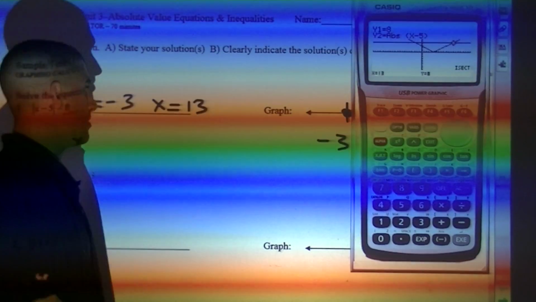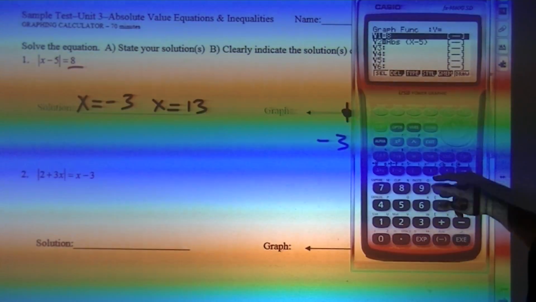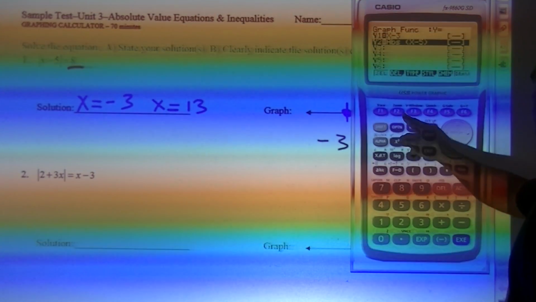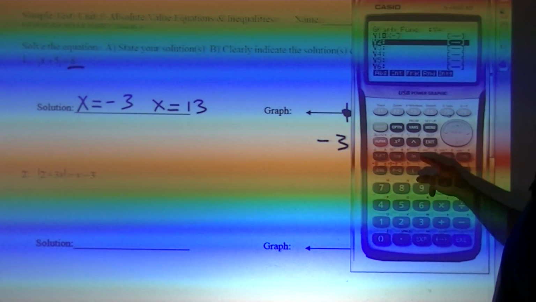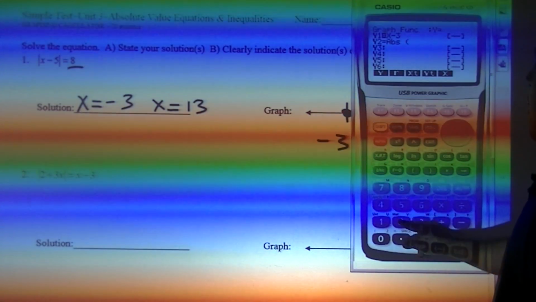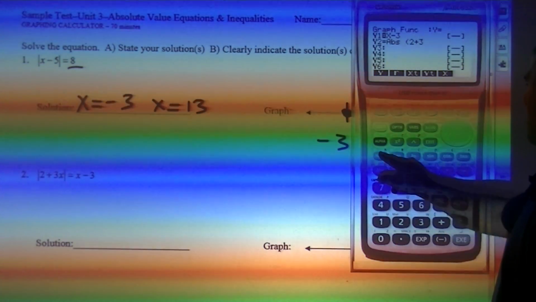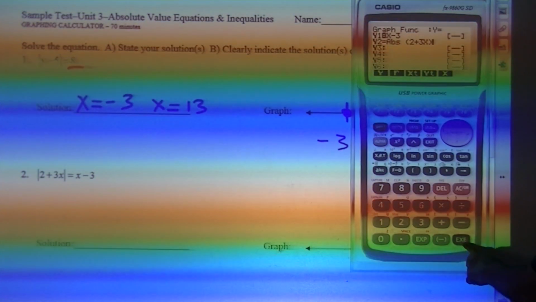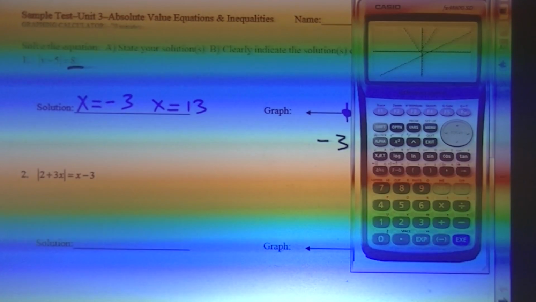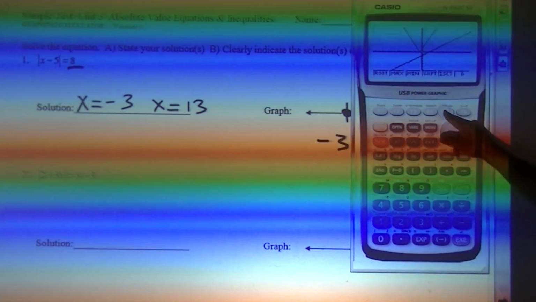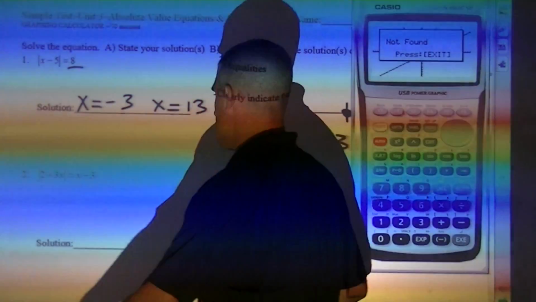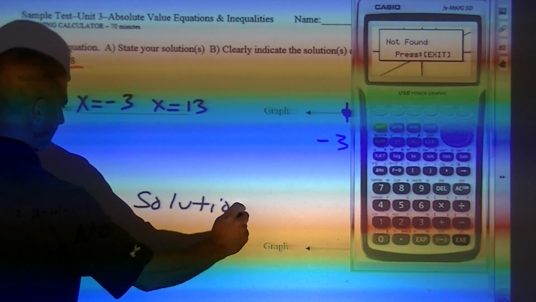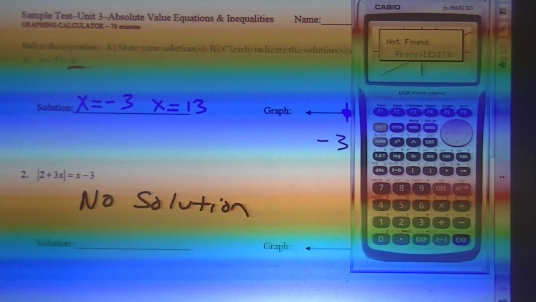Alright, so on this one, we're going to go back. I'm going to graph the right side, x minus 3. I'm going to graph the other side, Option, Num, ABS, 2 plus 3x. If I draw, I get that. Now, when I do G-solve intersect, since there's no intersections, the answer is no solution. Okay? No solution. Alright, moving on.